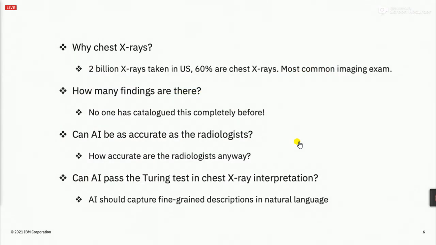Now you may say, why chest X-rays? So these are obviously the most common imaging exam, so maybe there is a business case for it. But you'll see that we took it for a different reason. The more important thing was, in a data science problem, labels are somehow known or given, but in this particular case, we had no idea how many findings there are if we have to claim coverage of all. And then we had to say, if we had to be better than the radiologists, we needed to know how good the radiologists themselves are. And the third thing is, if you make all of those, can you now describe the findings in a way that is natural looking, that you couldn't really tell who did it?